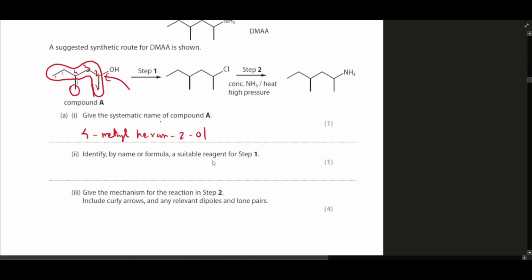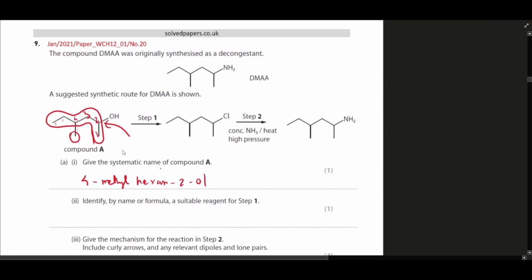Identify by name or formula a suitable reagent for step one. Okay, you're basically converting an alcohol into a haloalkane. So what is the reagent? I think you have learned it.